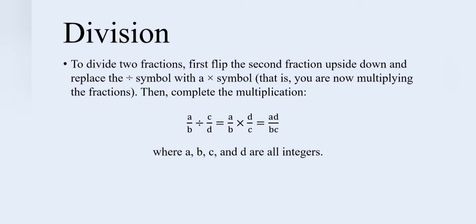So, for example, 1 over 2 divided by 4 over 7 is equal to 1 over 2 times 7 over 4, which is equal to 7 over 8. Now let's go through some more examples.